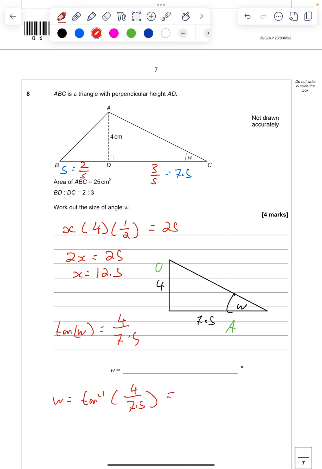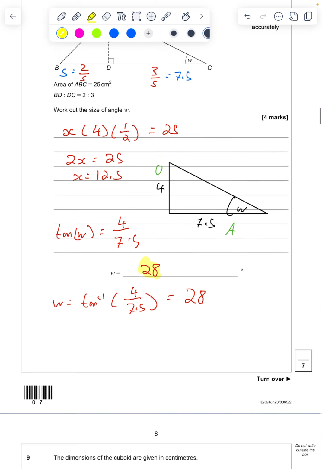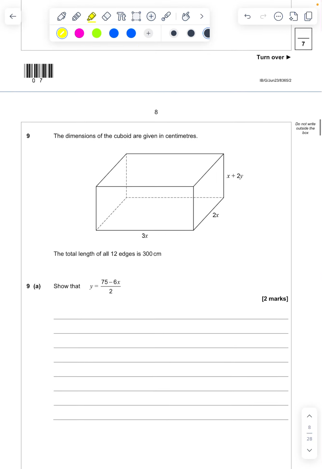Which equals to whatever it equals to. I've got to use my terrible calculator again, so this could be a bit painful. So let's clear this. Shift, tan inverse, 4 over 7.5, which is 28. Any rounding notes? So I'm just going to put 28 degrees, and that should be good. 28 degrees, and there we go. Check the mark scheme. Yeah, it's got a range of values, but that's fine. Correct. Good.